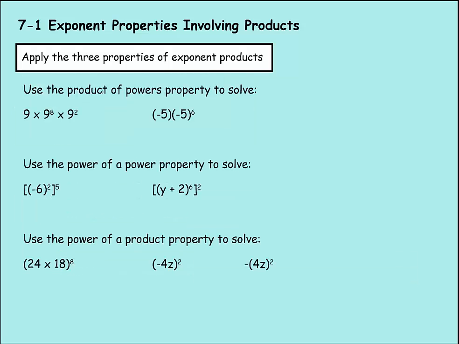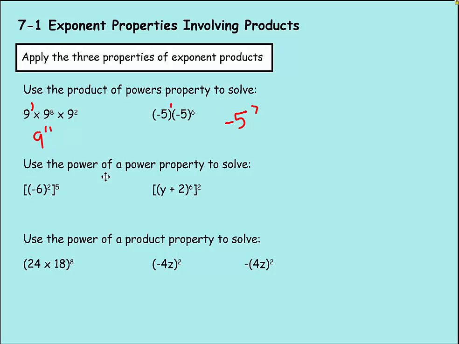It says use the product of powers property to solve. So we have 9 by itself, which means it's 9 to the 1 if you ever need that. So 9 to the 1 times 9 to the 8th times 9 to the 2nd. The product of powers property tells us to add these together. So 1 plus 8 plus 2 would be 9 plus 2 is 11. So 9 to the 11th power. Now we have negative 5 to the first power times negative 5 to the 6th power. Keep the base the same, which is negative 5, and it'll give us negative 5 to the 7th power.